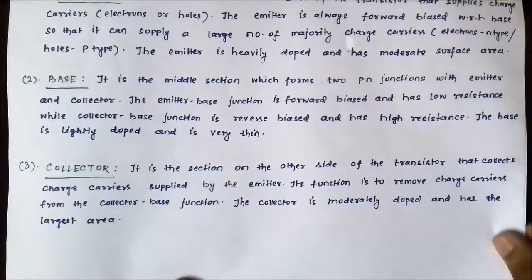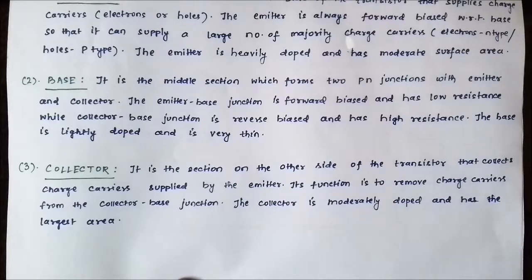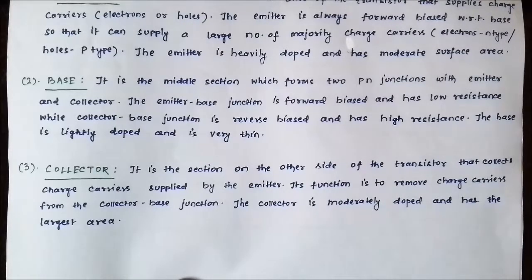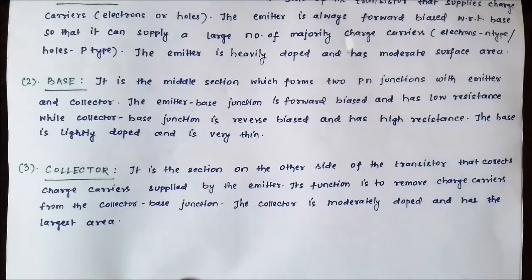Now last but not the least is the collector section. It is located on the other extreme of the transistor. Its main function is to collect the charge carriers which are supplied by the emitter, which pass through the base and then reach the collector. The collector removes the charge carriers from the collector-base junction, so that the maximum number of charge carriers, whether electrons in case of an NPN transistor or holes in case of a PNP transistor, from the emitter reach the collector.